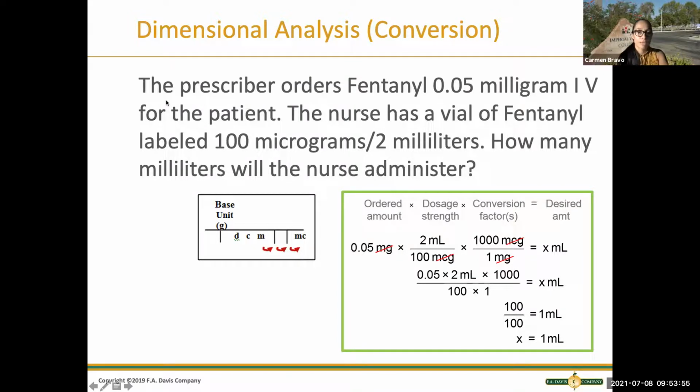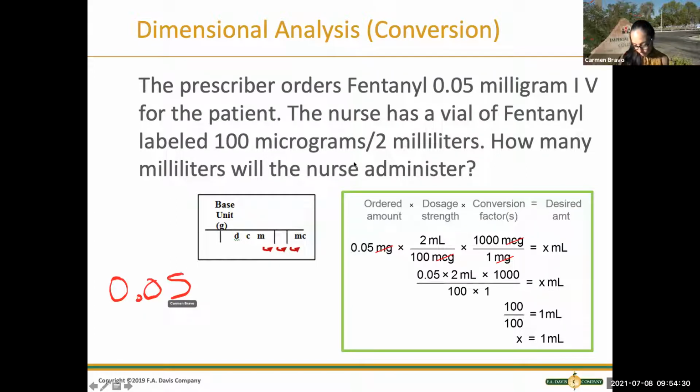So we have an example here, and it says that the prescriber orders fentanyl 0.05 milligrams IV for the patient. The nurse has a vial of fentanyl that is labeled 100 micrograms or mcgs per 2 mLs. So how many milliliters would the nurse administer? So that's where the metric line comes in handy.